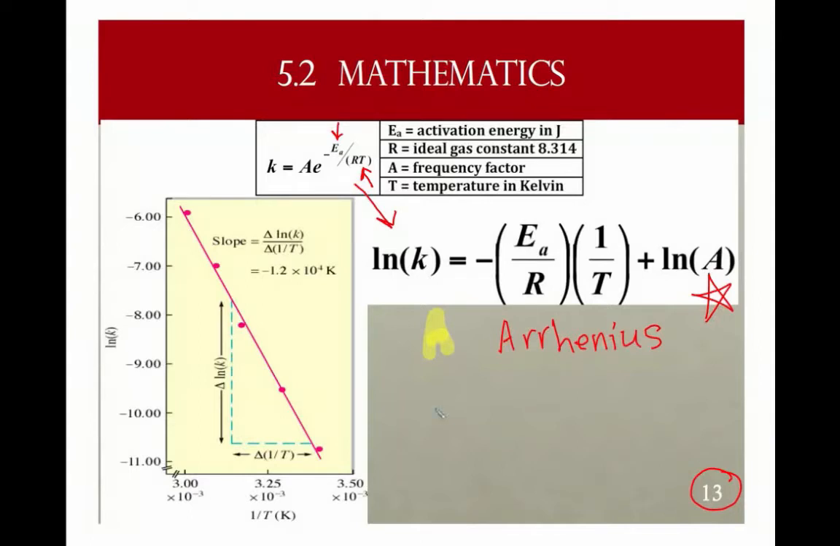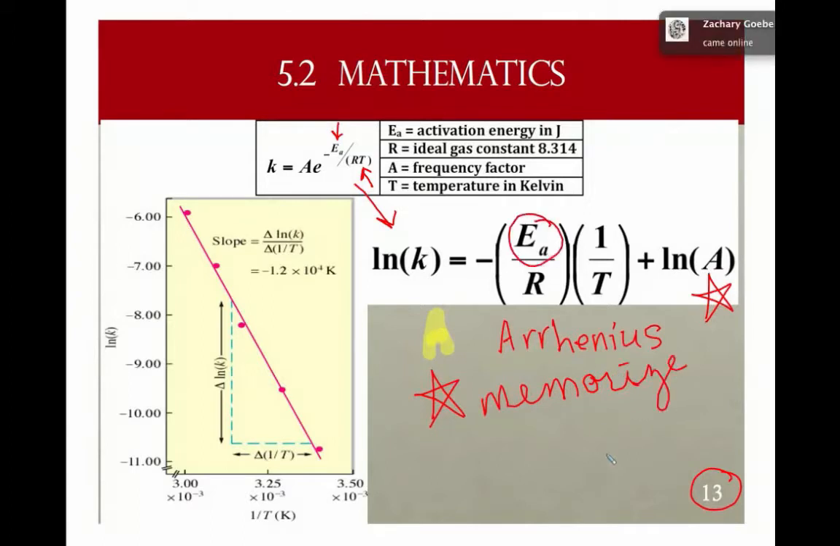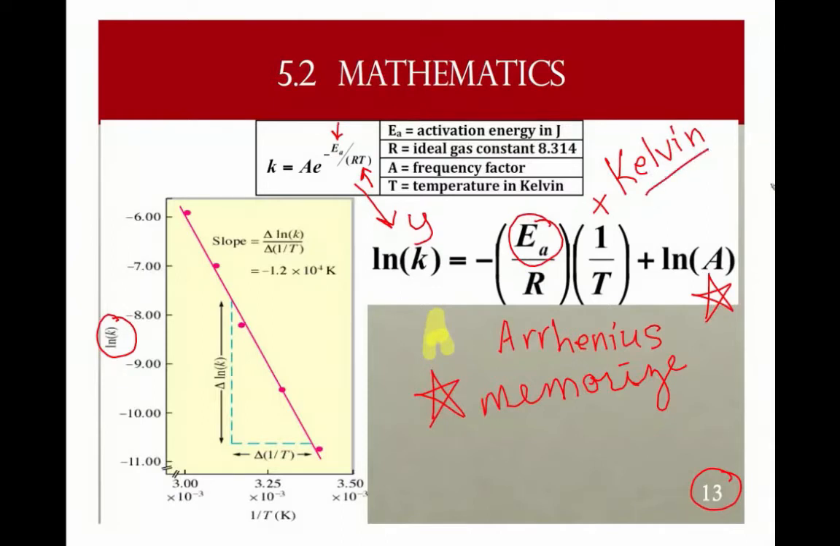I'm not going to do an example of graphing, but boy, you better memorize what we're doing here, because this is a critical way of finding our activation energy. So if we graphed the natural log of K on the y-axis, and 1 over T on the x-axis, we have to have Kelvin. Remember, Celsius does not make physical sense.